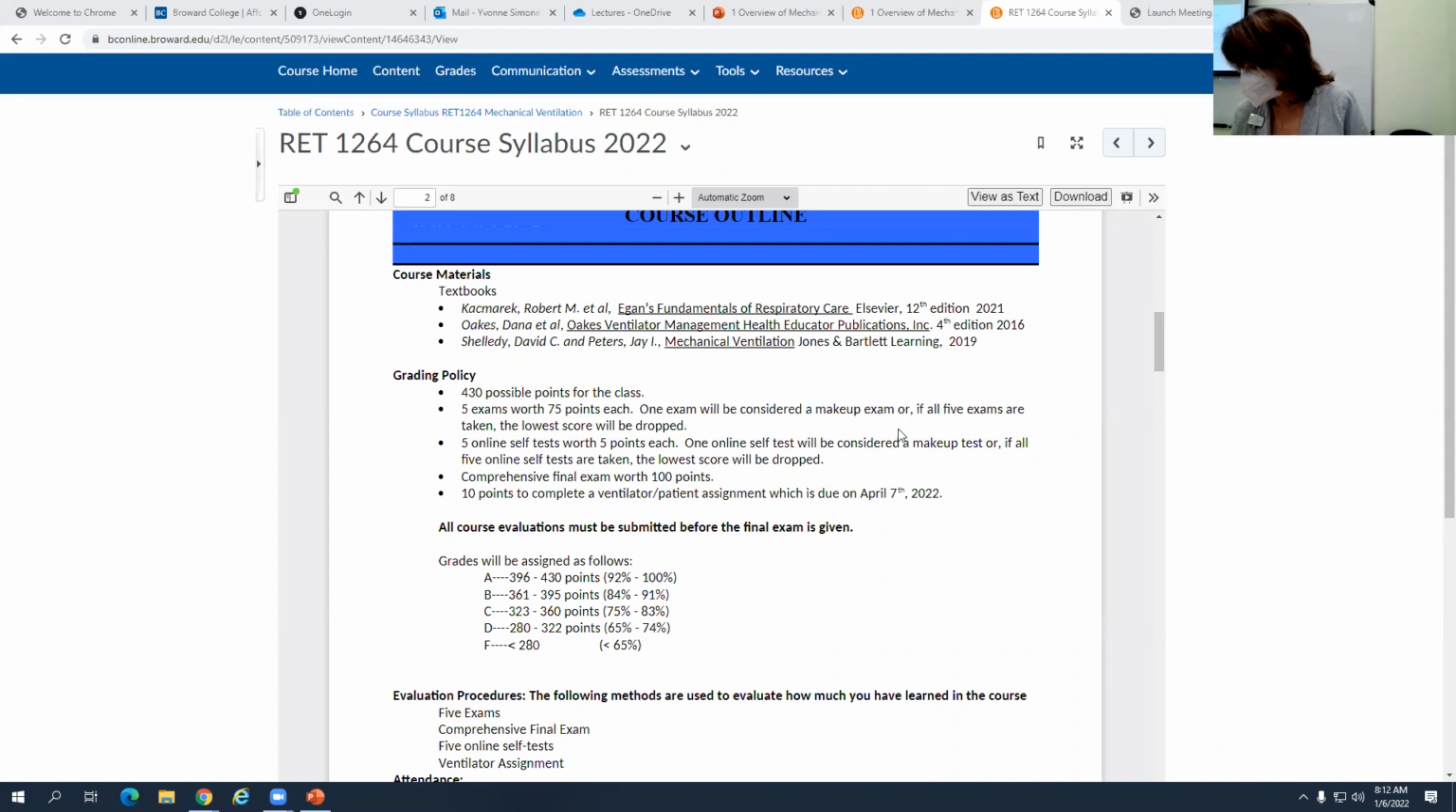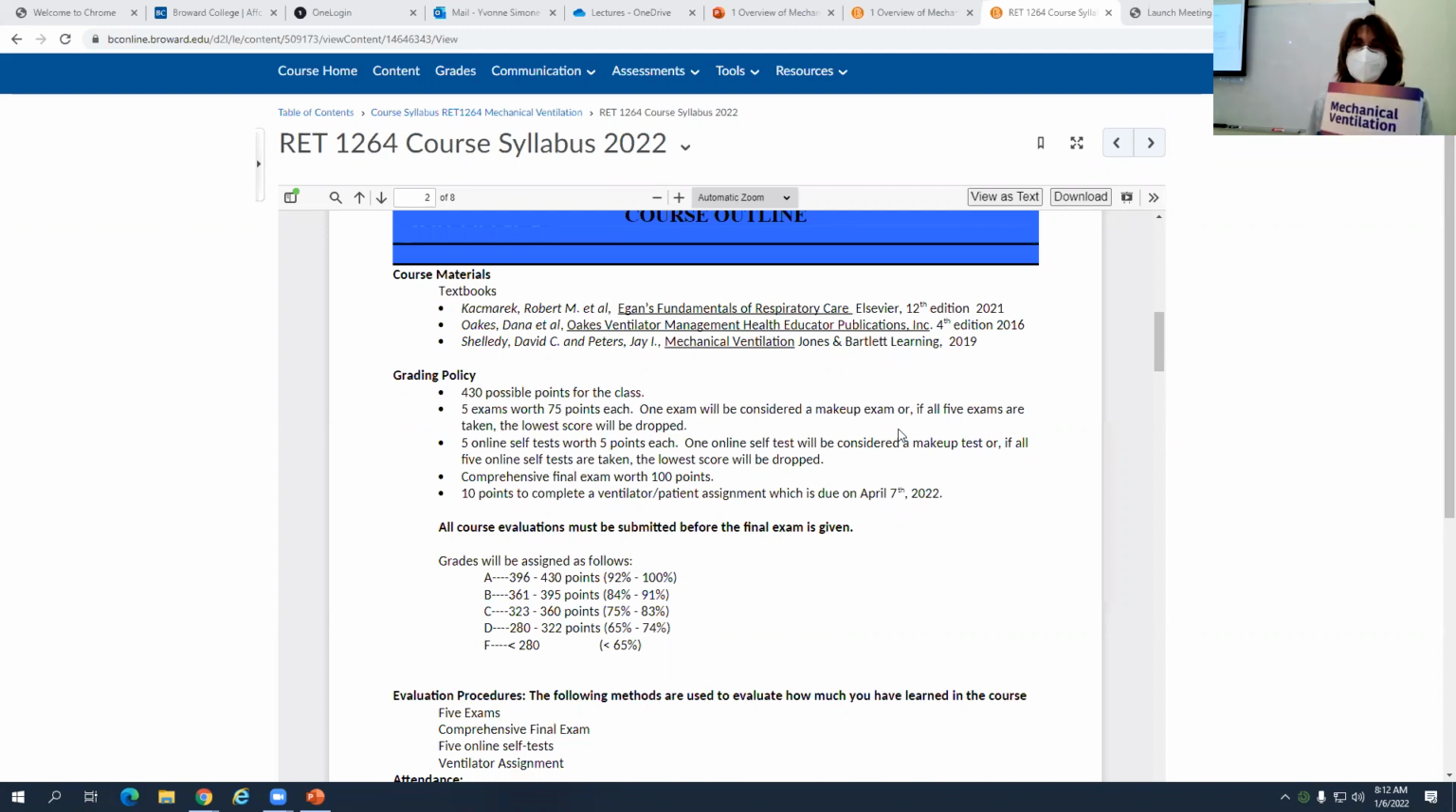And then the Egan's Fundamentals of Respiratory Care. Hopefully you kept it from last semester and you can reference it. So we don't use it a lot in this course, but during the second part of the semester, yes, it goes into a lot of physiology when you put somebody on a ventilator.